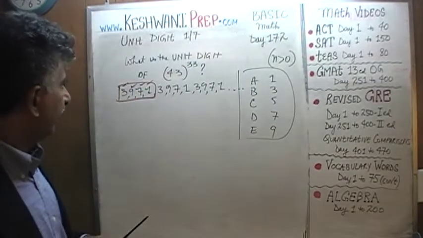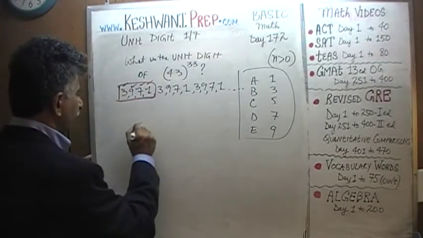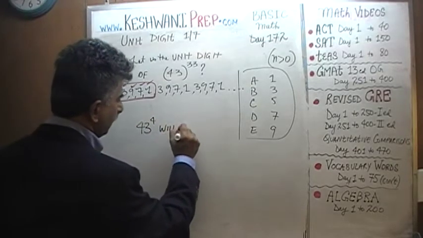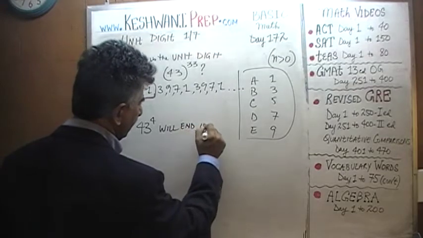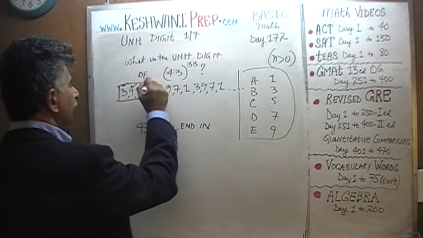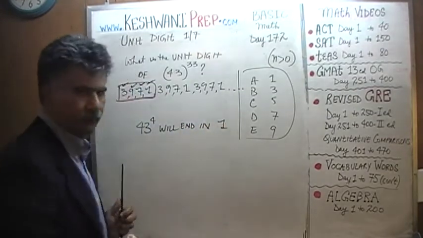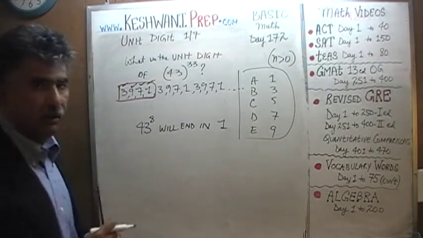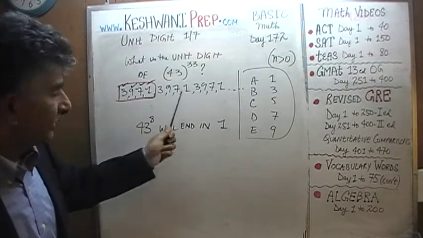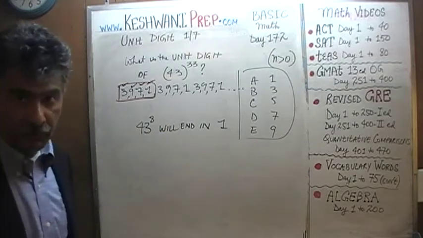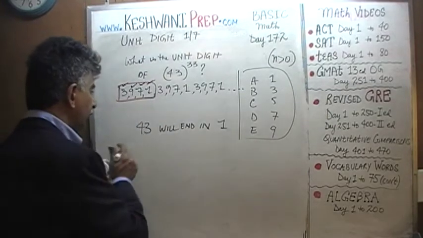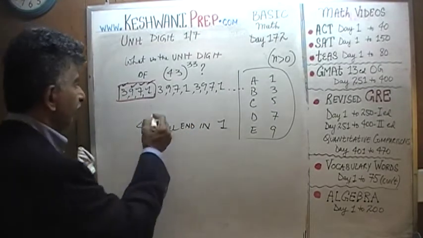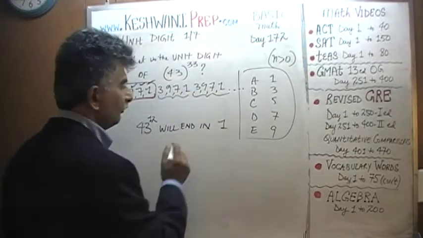What this tells us is that 43 raised to 4 will end in a 1. 43 raised to 8 will bring it to the end of the second cycle. It will also end in a 1. 43 raised to 12 will also bring us to the end of the third cycle. This is the second cycle, third cycle, and so on and so forth.